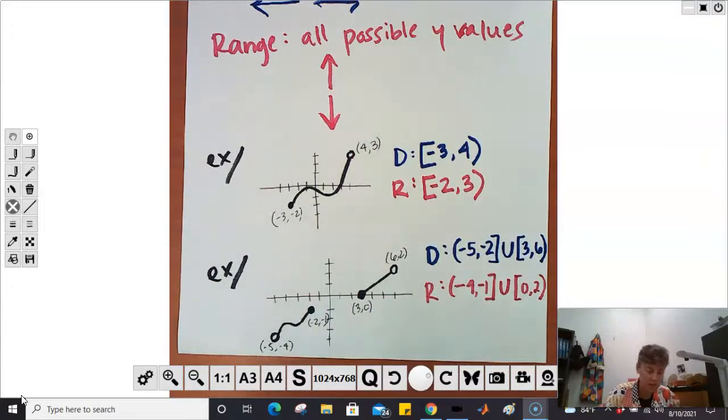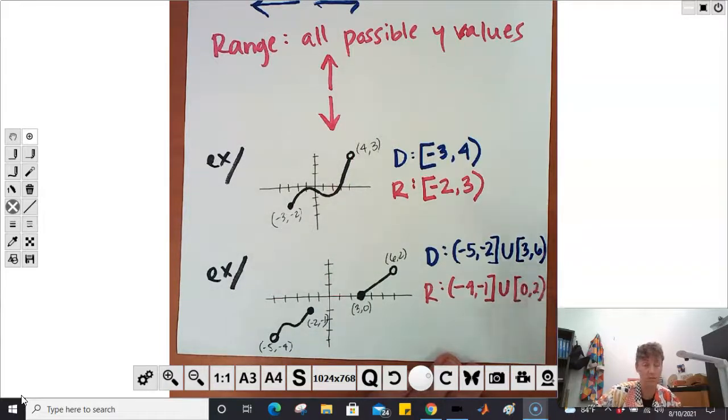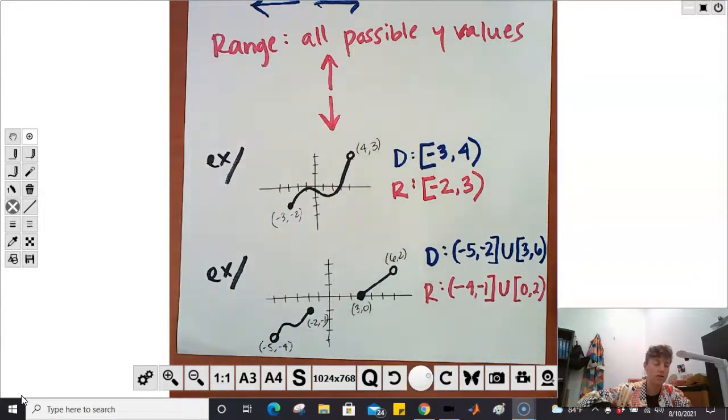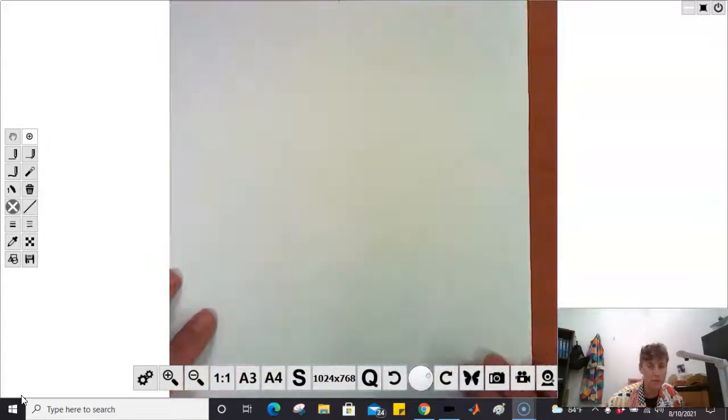Main takeaway of this example: U means and. When you have multiple components to your function, you have to talk about the domain and range of all parts. So you combine those domains and ranges with an and, or the U symbol here. All right, let's check out another example of a function that you've seen before.